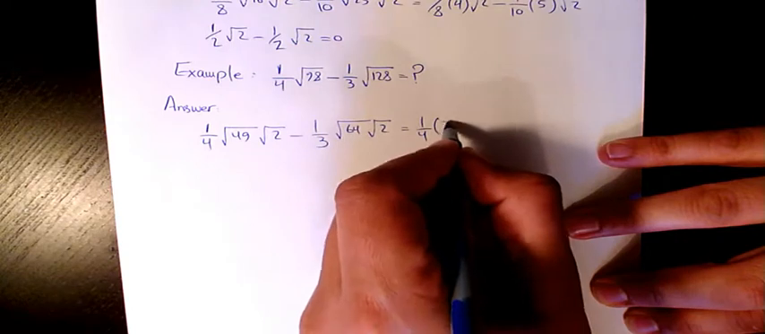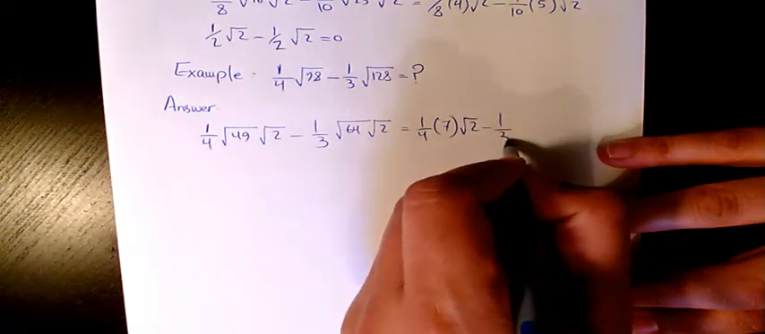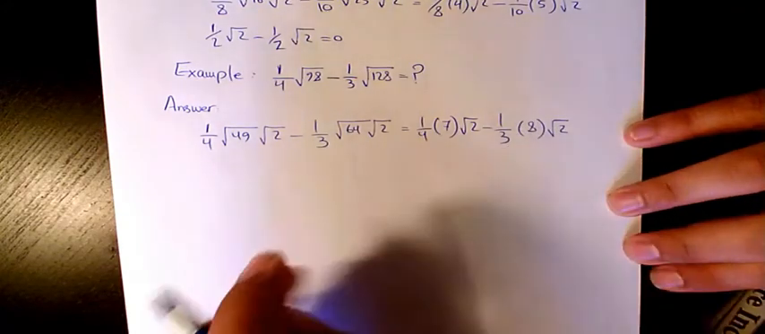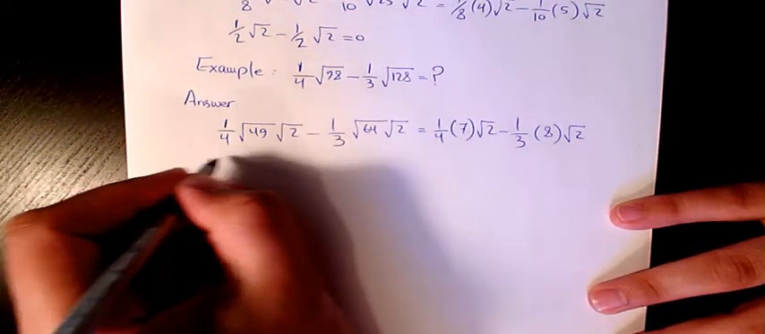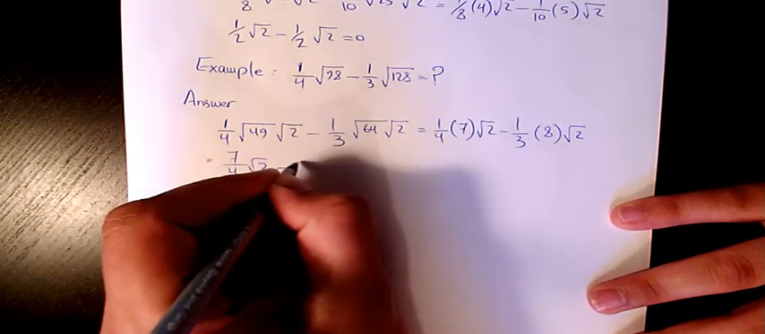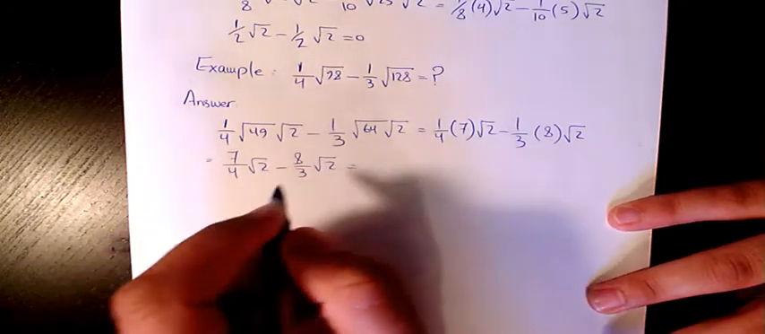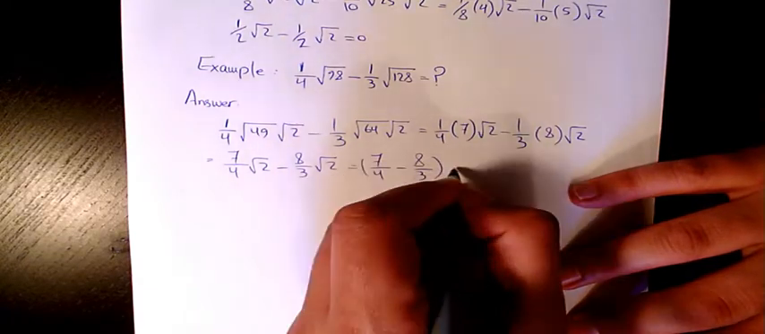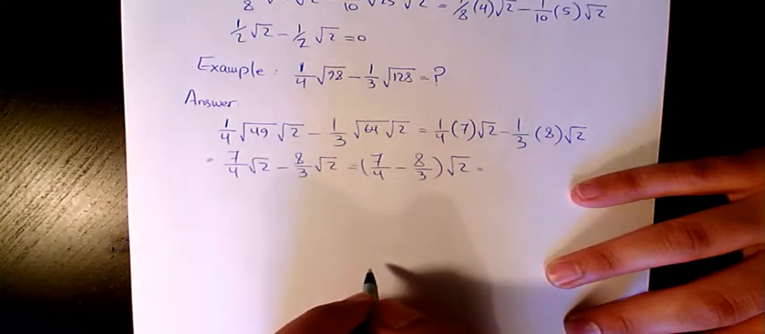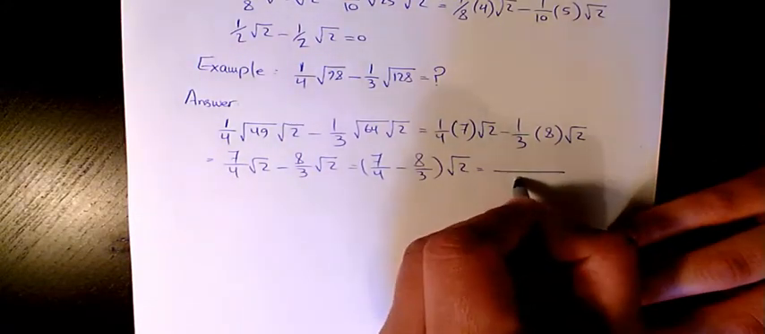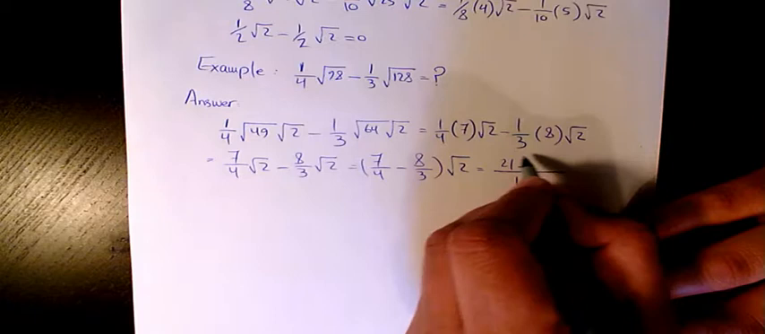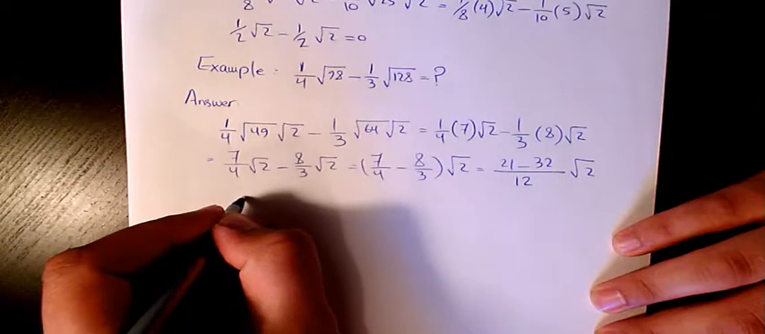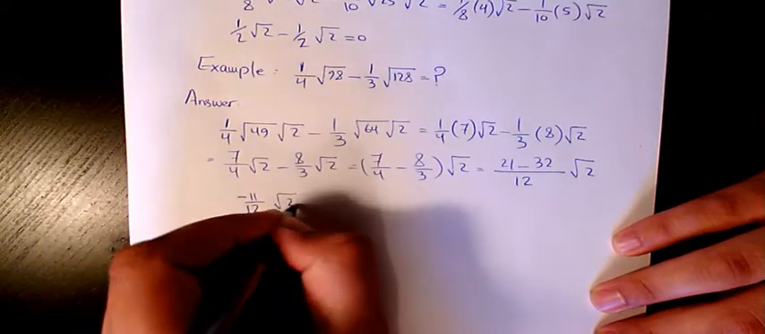Square root of 49 is 7 root 2. 1/3. Square root of 64 is 8 root 2. That will be 7/4 root 2 minus 8/3 root 2. That will be 7/4 minus 8/3 root 2. We have 12, 21 minus 32 root 2, which makes it negative 11/12 root 2.